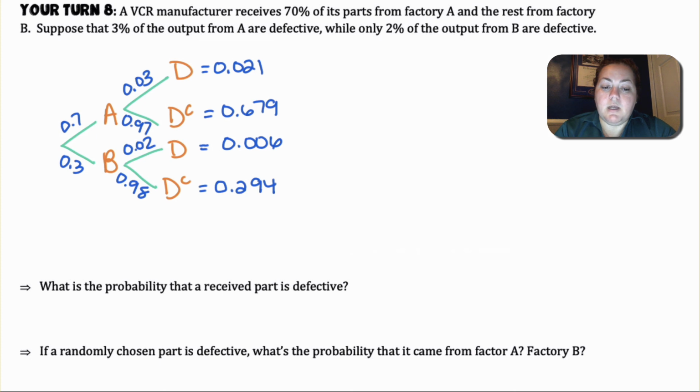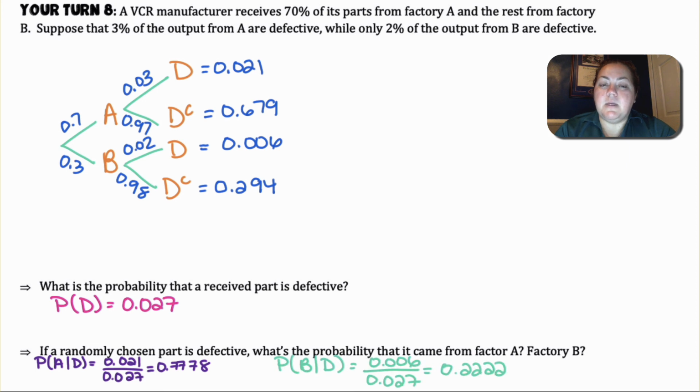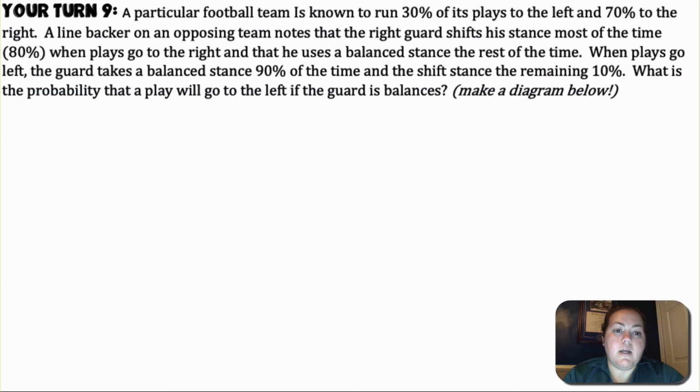What is the probability that a received part is defective? So the probability it's defective, I'm adding up all the defective parts. If a randomly chosen part is defective, what is the probability it came from factory A? So A given it's defective, and then B given it's defective. All right, I hope that you tried that one and you got those answers correct. All right, try this one.